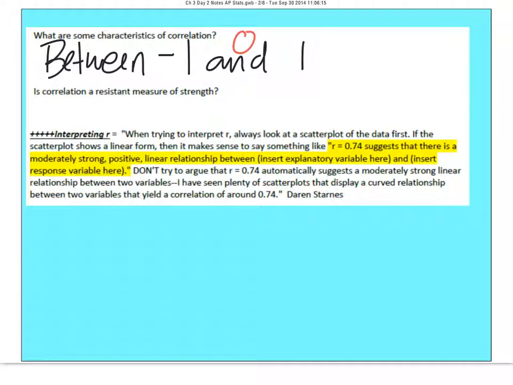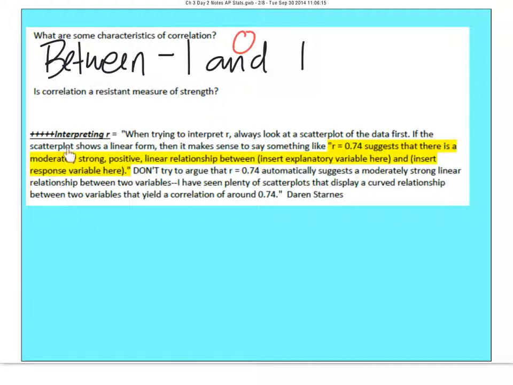Now, one question is this: is correlation a resistant measure of strength? That is, can it resist an outlier? If we have an outlier in the data set, is it going to ward itself off and not be impacted by that outlier? So how resistant is it? We'll investigate that in a little bit.